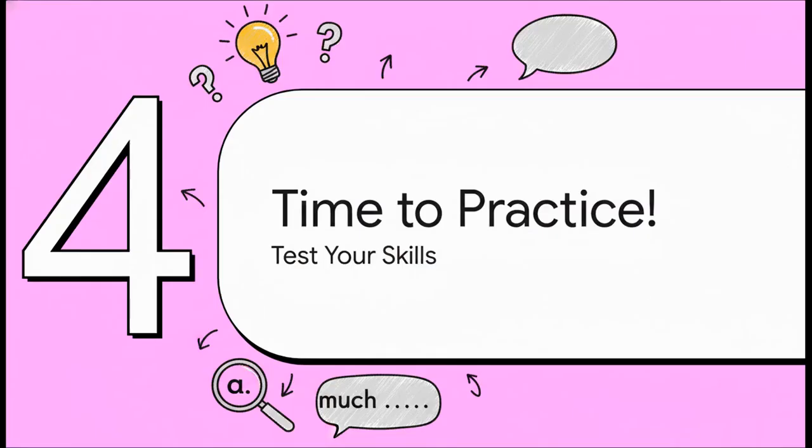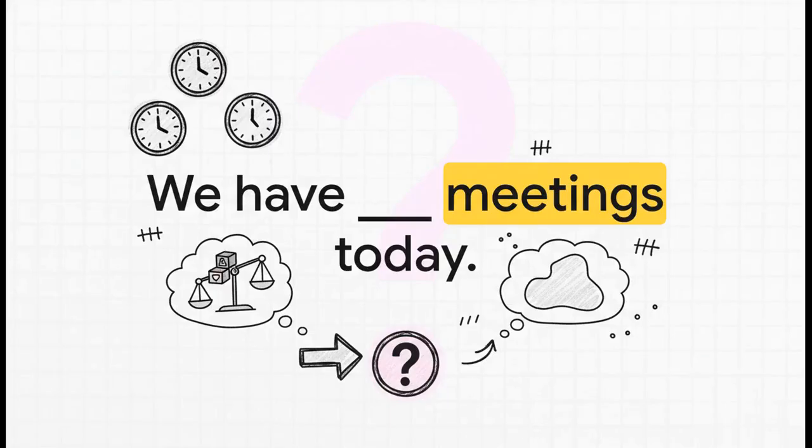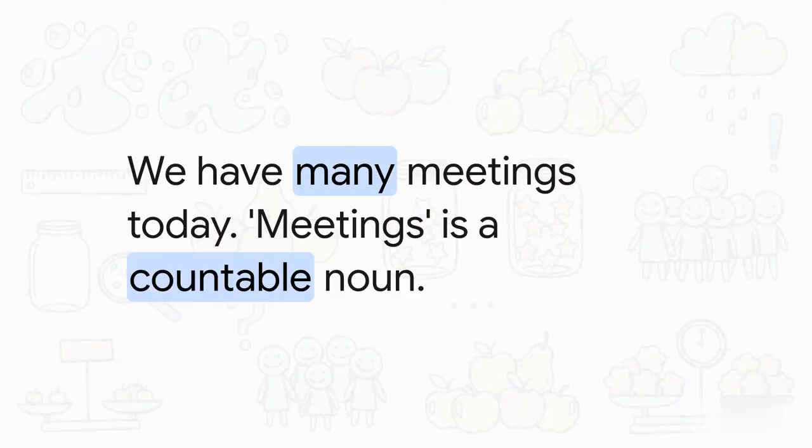All right, theory is great and all, but practice is where it really starts to stick. So let's do a quick little quiz to see how you're doing. I'm going to show you a sentence with a blank space, and you decide which quantifier fits best. You ready? Okay, first one up, we have blank meetings today. What do you think goes in there? The key word is meetings. Can you count meetings? Take a second. And the answer is many. If you said many, you are absolutely right. Why? Because you can count meetings. One meeting, two meetings. So for a large number, we say many. Of course, a lot of works here too.